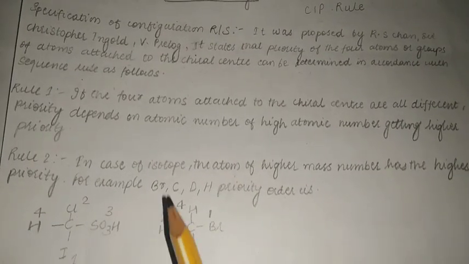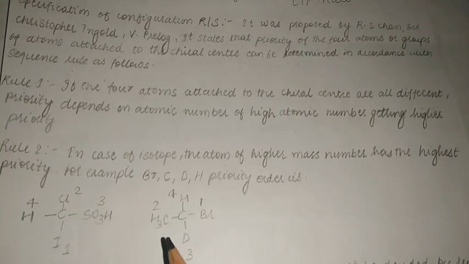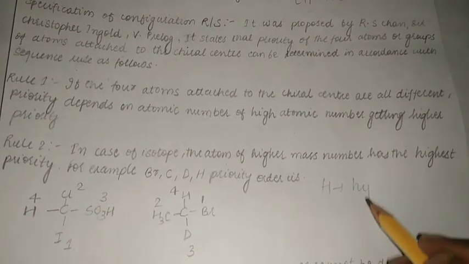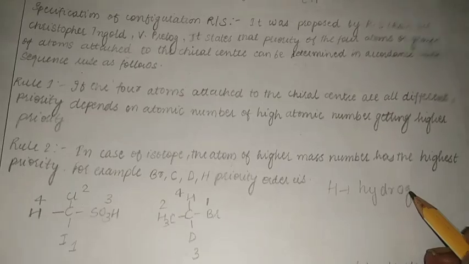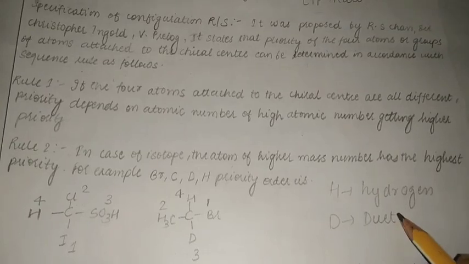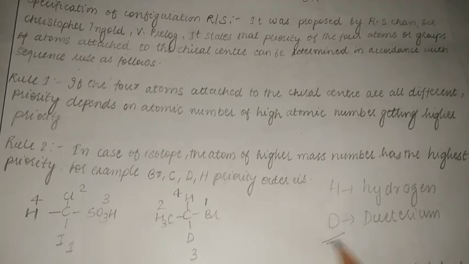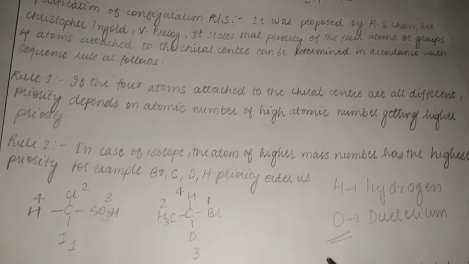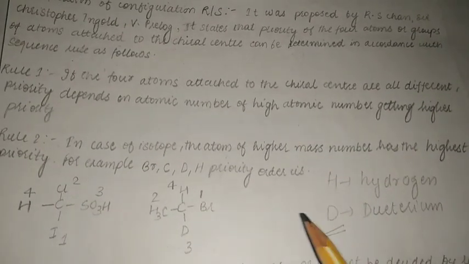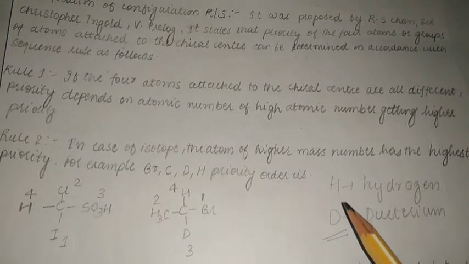Now rule number 2 says, in case there is an isotope, let us consider hydrogen and deuterium. H for hydrogen and D for deuterium. So deuterium has a higher atomic mass. So it states that if isotopes are present and attached to a chiral carbon center, deuterium will be considered higher.